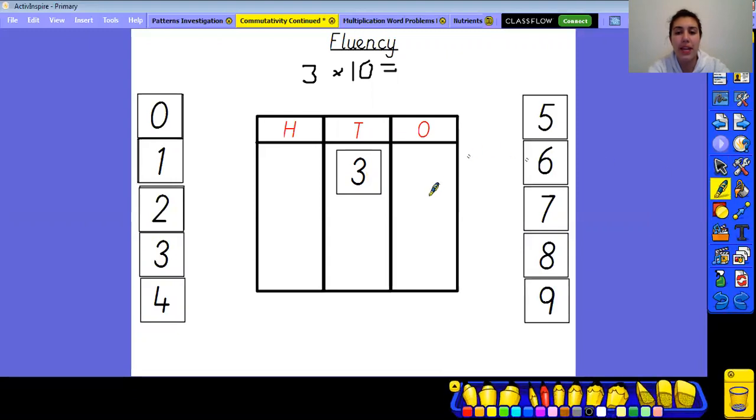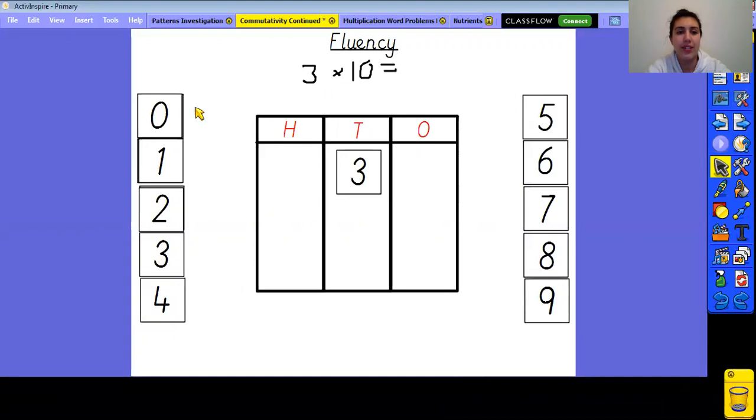But that then means that our ones column is now completely empty. So what I need to do is I need to put another digit here to stop my 3 from falling back into my ones column. So which digit do I have that represents the fact that there is nothing here? Lovely, well done. 0 is the digit that represents nothing being there.